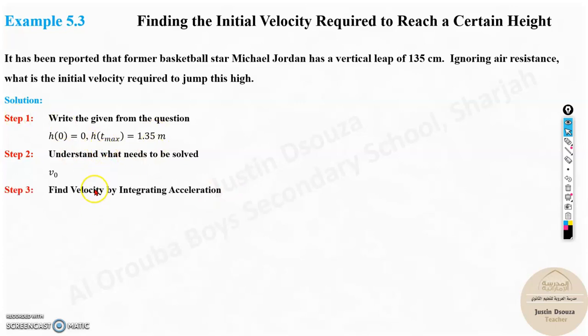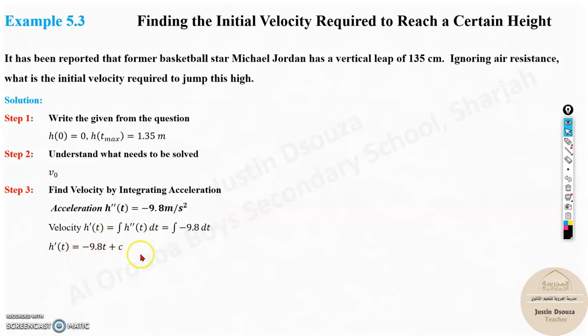But how do we find velocity in general? Integrate acceleration. We have done this many times now. You can pause the video and continue for the next few steps at least. Now over here, when you integrate negative 9.8 meters per second squared, we will get negative 9.8 t plus c. Okay, this is the velocity at any time t.